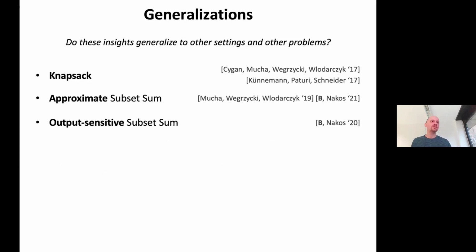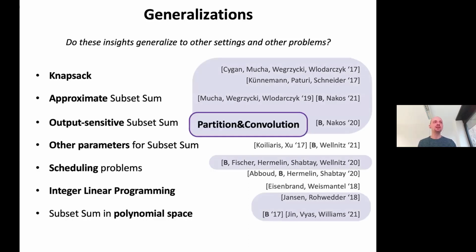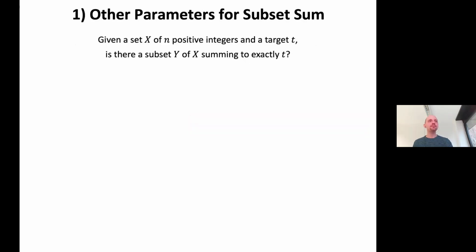Of course, lots of these generalizations have been studied in the last years, like for Knapsack and approximation of subset sum and so on and so forth. Actually, for many of them, this partition and convolution approach was central to getting either a hardness reduction or an improved algorithm. And I want to discuss some of these applications in the following. The first one is other parameters for subset sum.